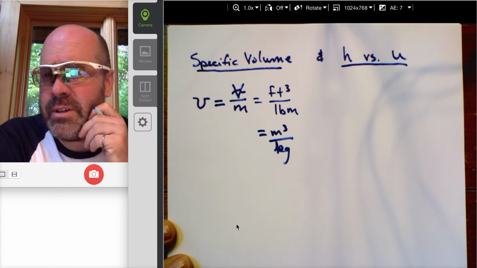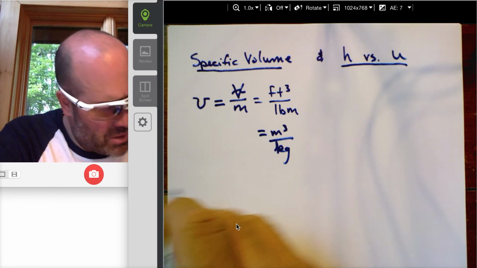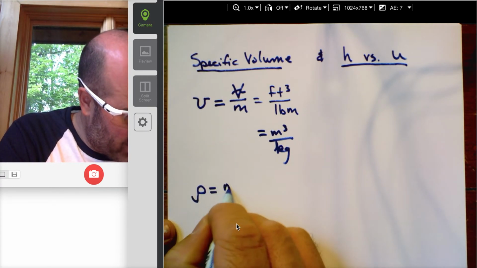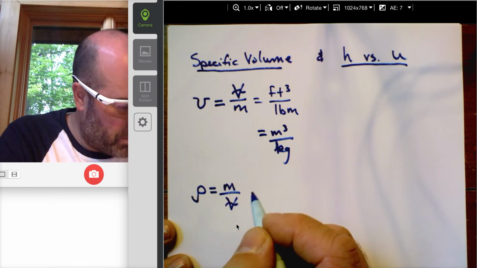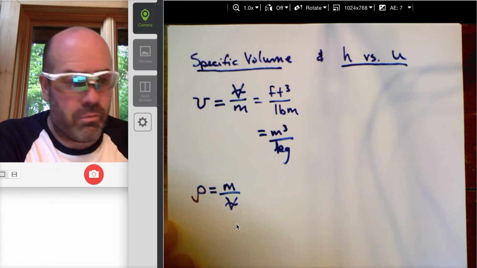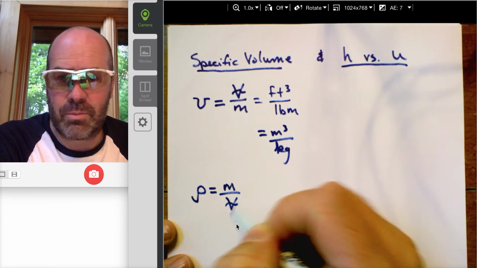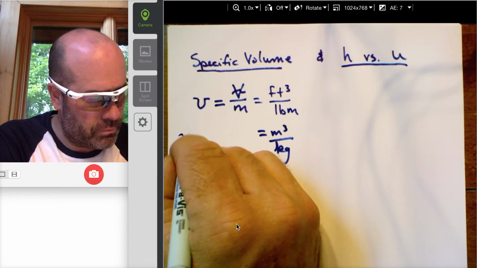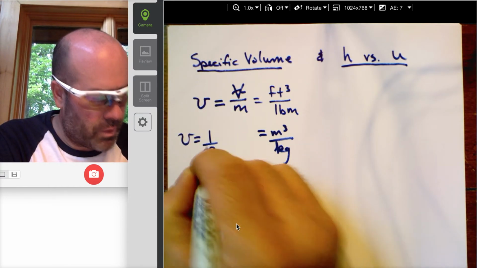Kind of reminds me of density. What's density? I always just have it in my head: mass per unit volume. Volume per unit mass, mass per unit volume. All specific volume is, is 1 over density.